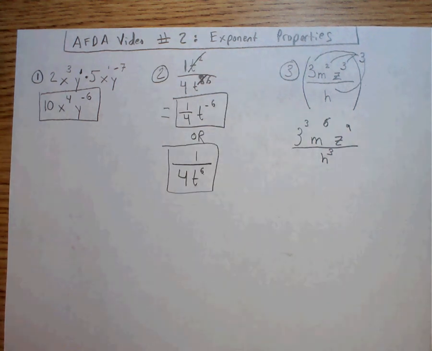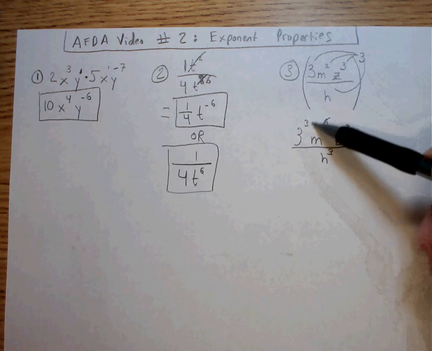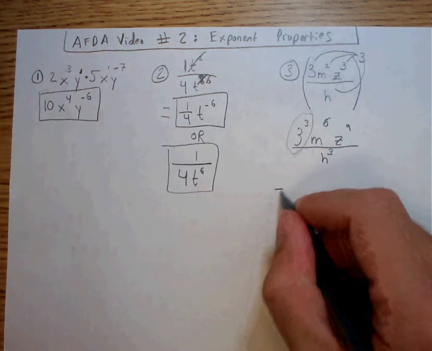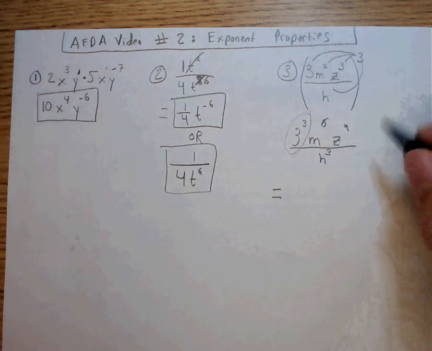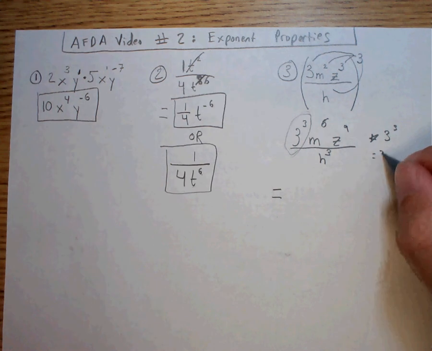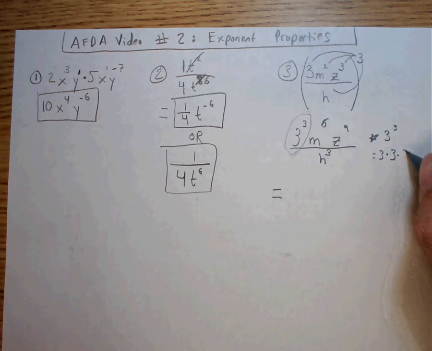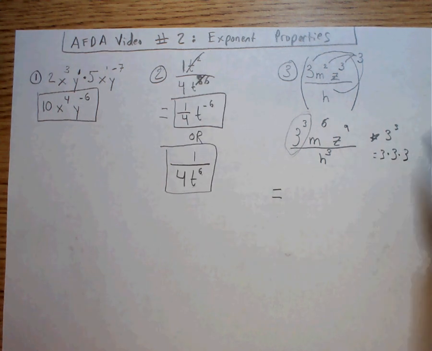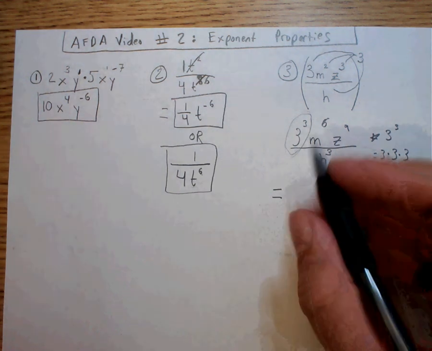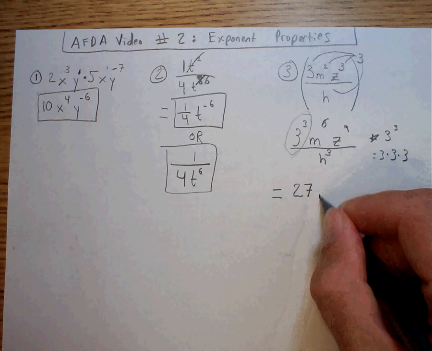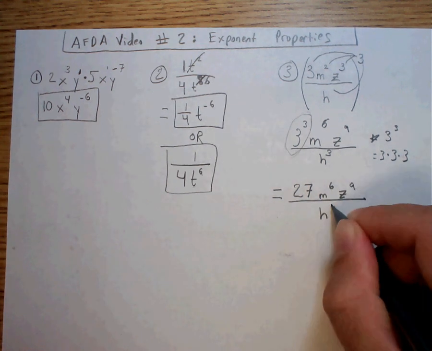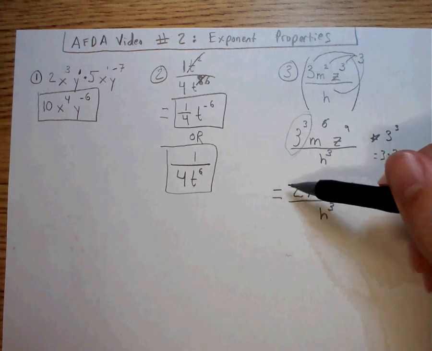We're almost done. Not quite. Because can we simplify 3 cubed just a little more? Well, what is 3 cubed? 3 cubed is the same thing as 3 times 3 times 3. That's what cubed means. Just multiply it by itself 3 times. So 3 times 3 times 3, or 3 cubed, is 27. 27 m to the 6th power, z to the 9th power, all over h to the 3rd power. And we did it.